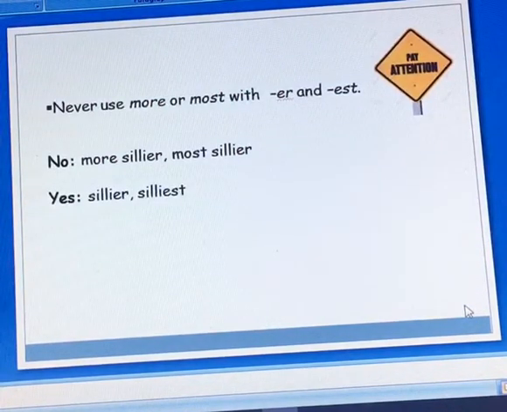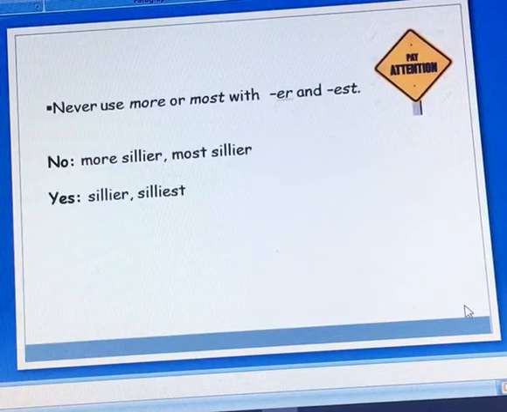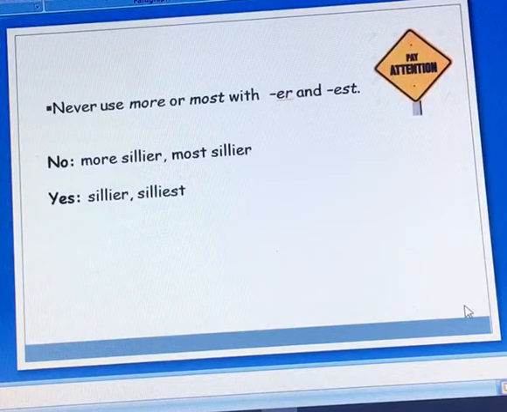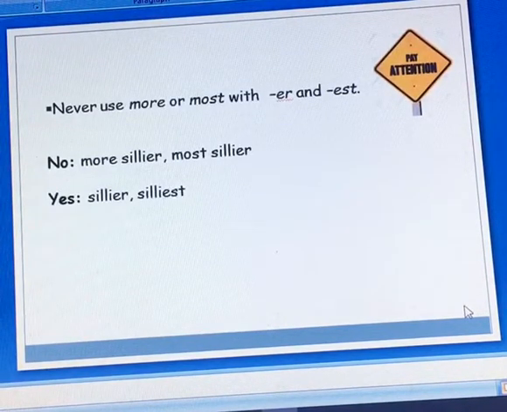Pay attention. Never use more or most with er and est. Do not say more sillier, most sillier. You can say sillier and silliest. So if you add er and est, you cannot use more or most.